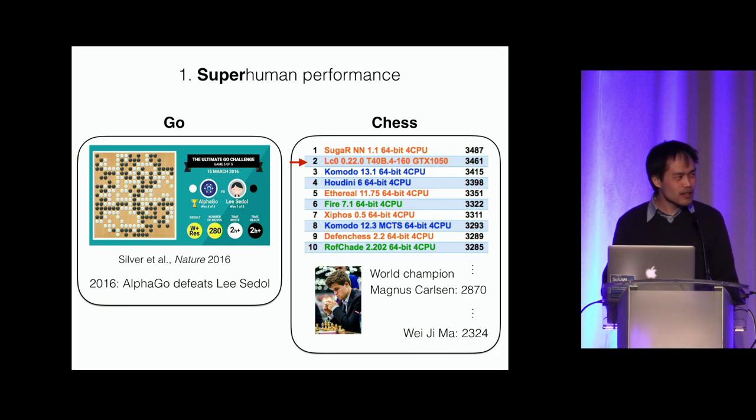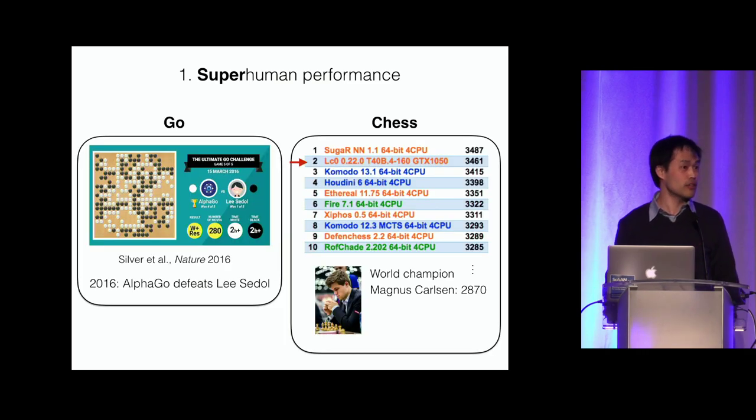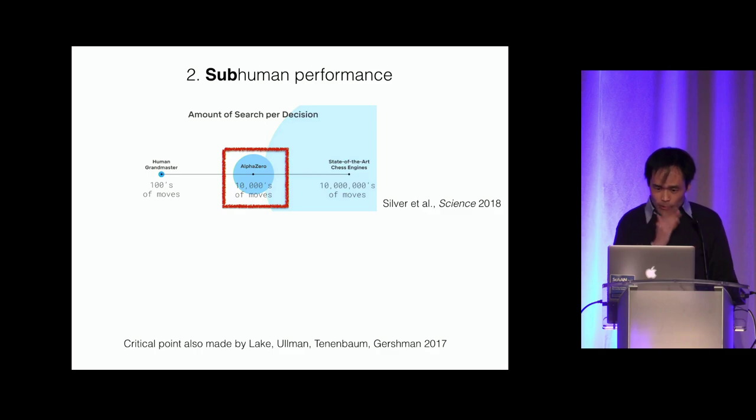So this is really very impressive from an artificial intelligence point of view. But at the same time, you would also think that the fact that it's superhuman means that they do something different than humans, right? So that's already your first clue that it's not the same as what people do in similar tasks. Now, subhuman is if you start looking into the supplementary material. This is actually from a slide. AlphaZero considers 10,000s of moves per decision, whereas a human grandmaster, on the left here, considers hundreds of moves. So they already pretty much say that this is not exactly how humans evaluate chess positions.